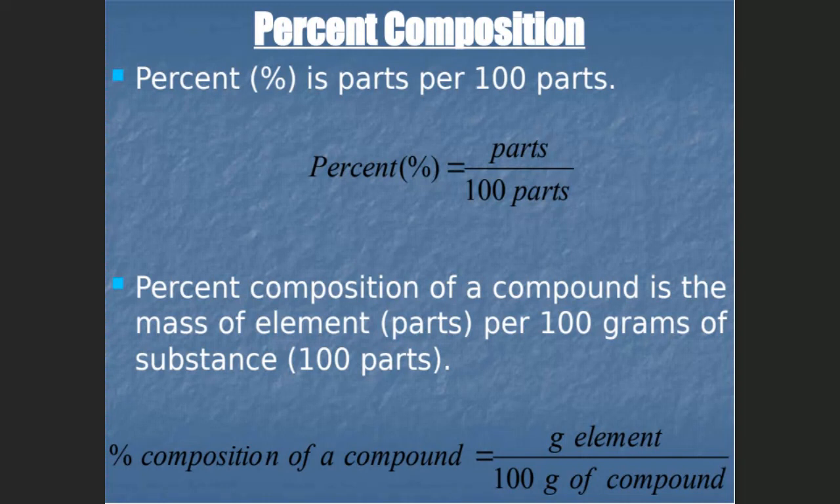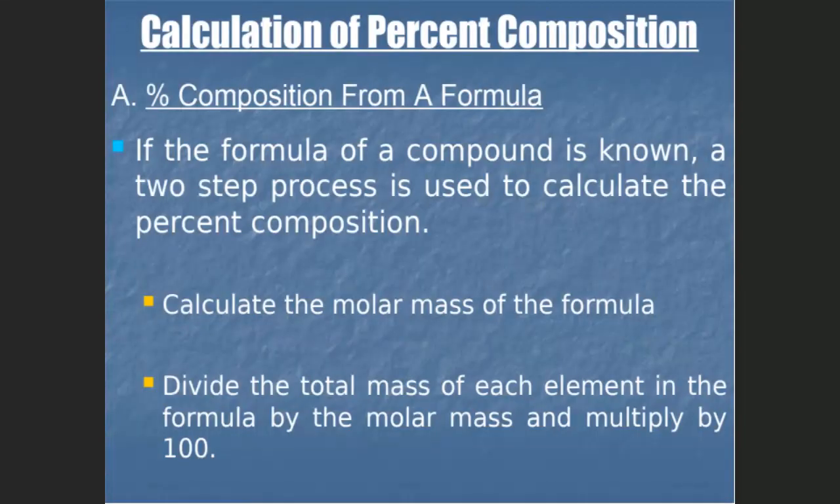And in the case of chemistry, percent composition of a compound means the grams of element per 100 grams of the compound. In clothing we use parts, but in chemistry we use grams. Like if I say 10% of this compound, that means 10 grams of element out of 100 grams. So percent composition of a compound is the mass of element per 100 grams of substance. Let's see an example, it will be more clear.